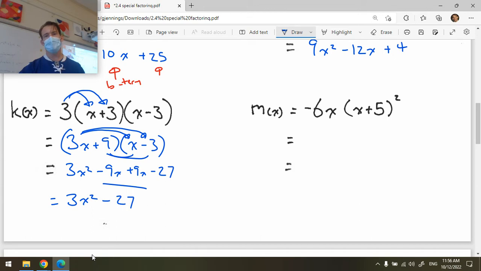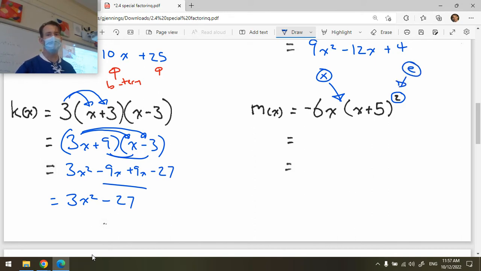This one here, can I distribute this minus 6x into this bracket first? The way B distributed the 3 into one and only one of those brackets? Why not? Because there's a 2 at the end of the brackets. Negative 6x times x, and then negative 6x times 5. Yes. Yeah, but as you said, there's a squared over here, right? Yeah, which means both brackets receive the same thing. Yeah, so this is multiplication here, right? This is multiply, and this is exponent.